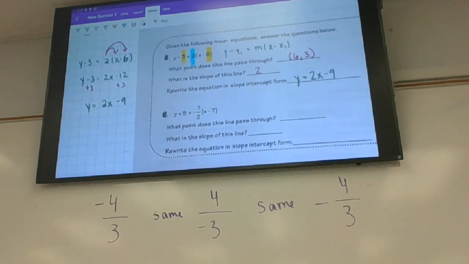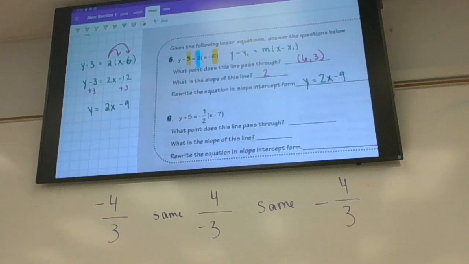So I'll give you a minute. Try number 6, more difficult because of the fractions. Don't write a decimal, keep it in fraction form.